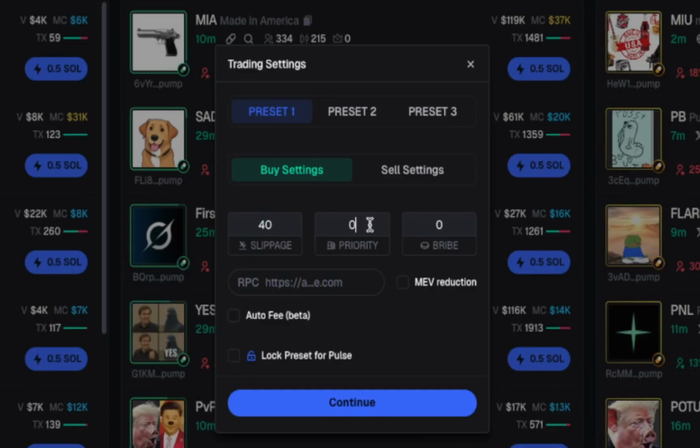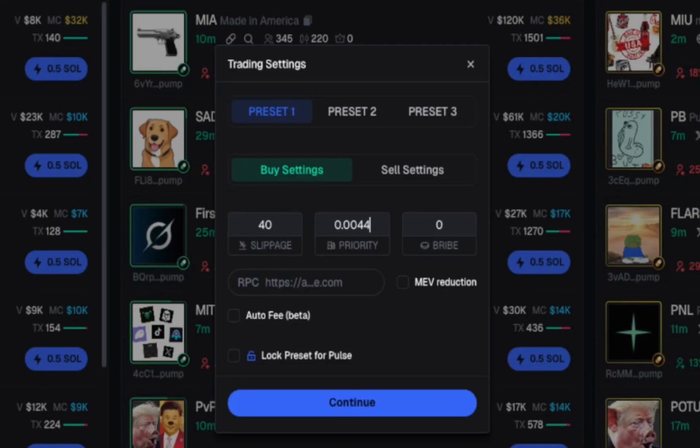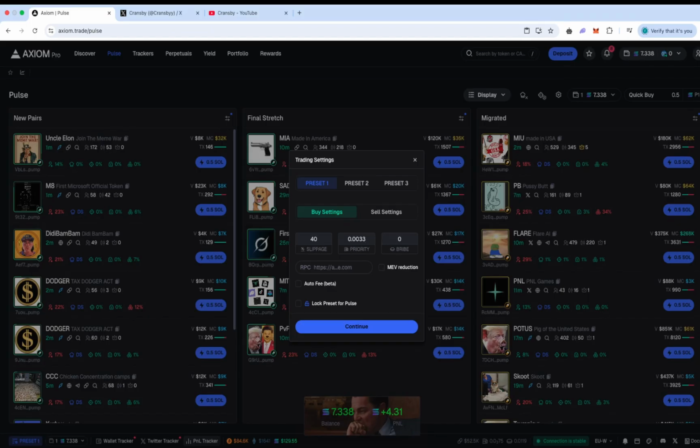Priority means how fast you want your transaction to go through. If you're new and you have a small portfolio, then probably put something like 0.0033 or 44, something like that. So let's just do 33.